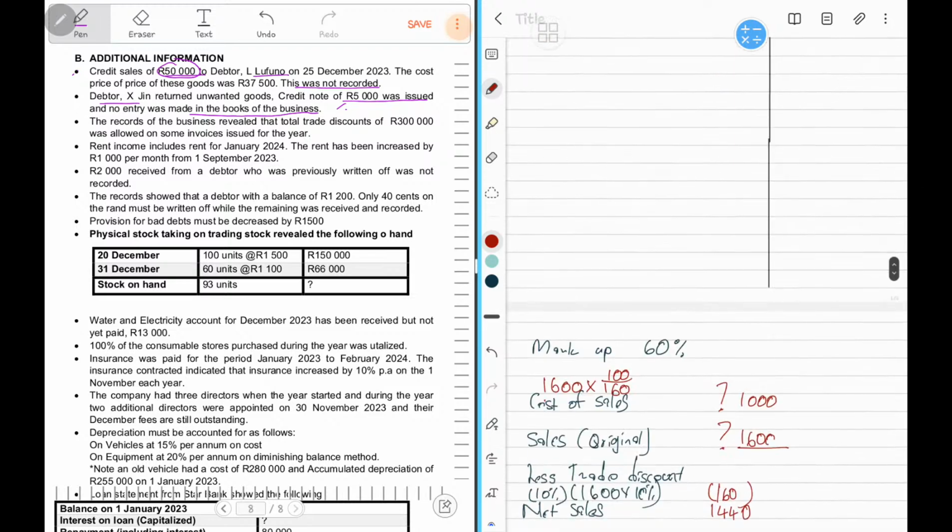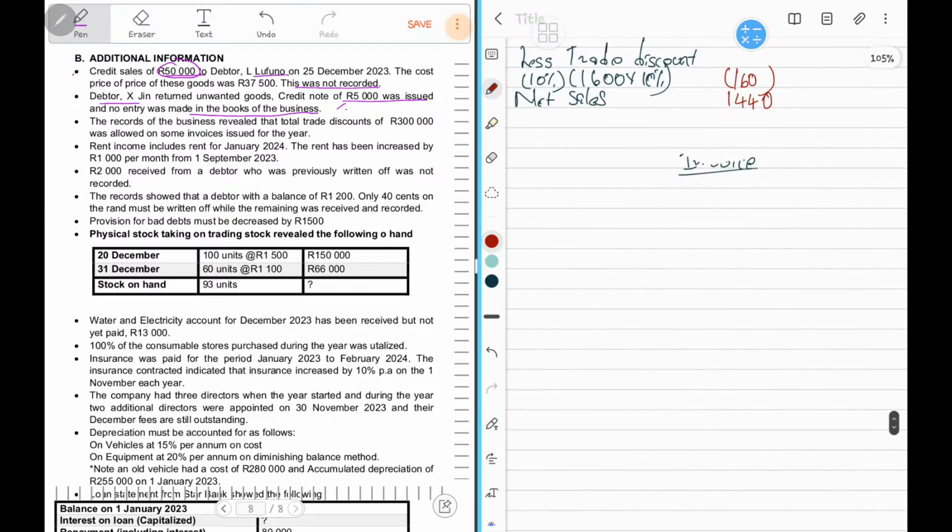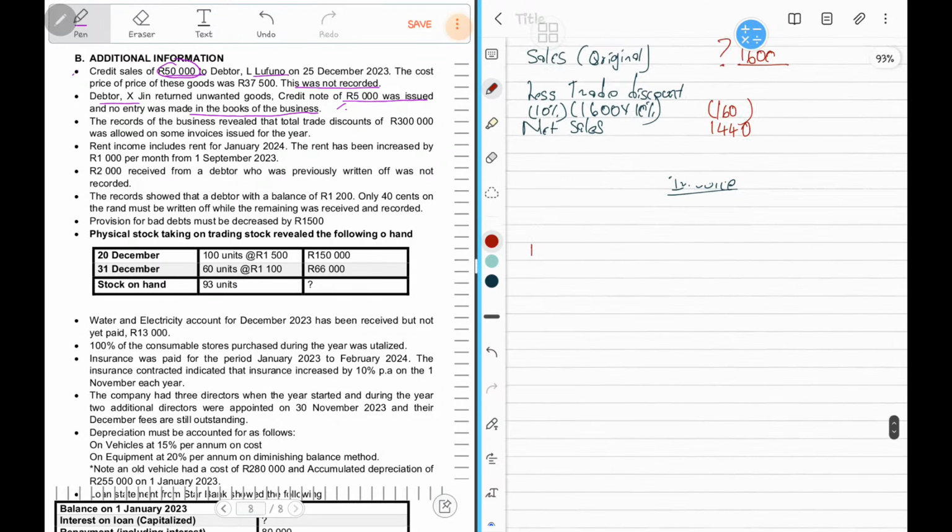Let me show the formula. Hopefully you are not going to forget it. If sales is the question mark, what you are going to do, you take cost of sales, you add trade discount, then you apply markup. You multiply by 100 plus the markup, then you divide by 100.